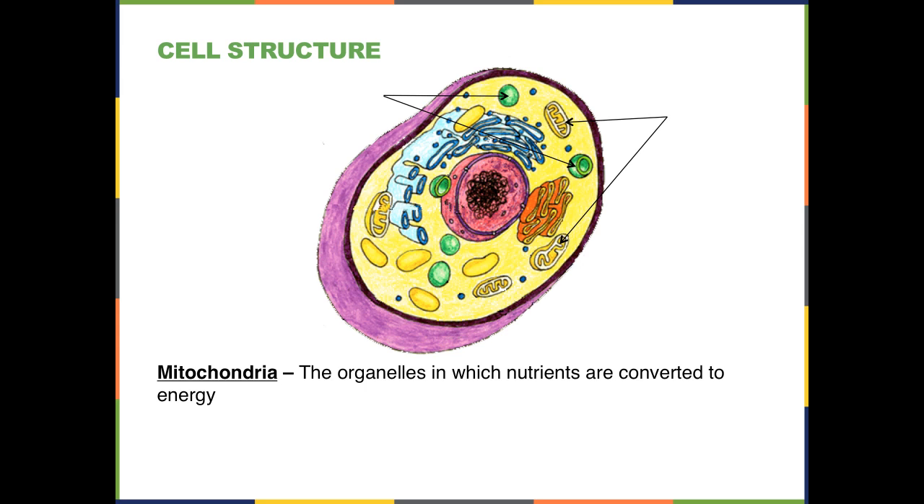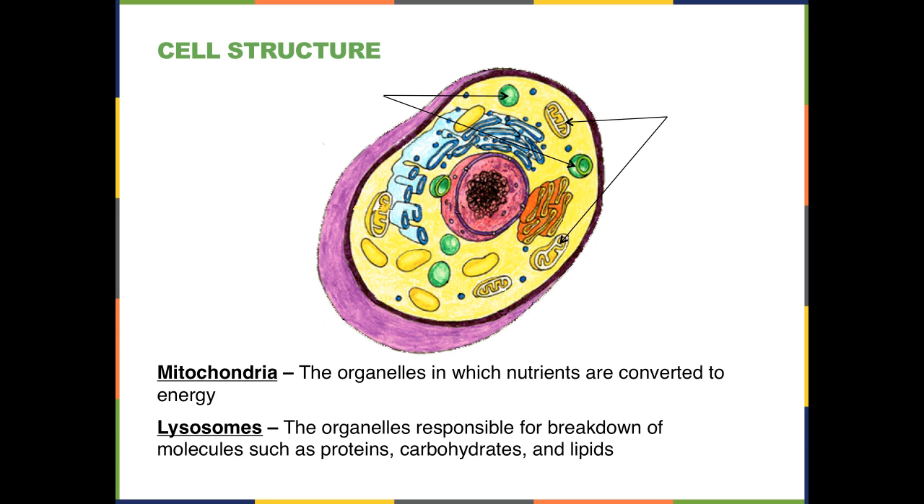The second structures are shown here. They're thick-walled, as you can see. These are the lysosomes. The lysosomes are organelles that are responsible for the breakdown of molecules. They break down proteins, carbohydrates, and lipids. The third structure are these little structures. Some are associated with membranes, others are not. These are called ribosomes. Ribosomes are organelles that are responsible for protein synthesis.